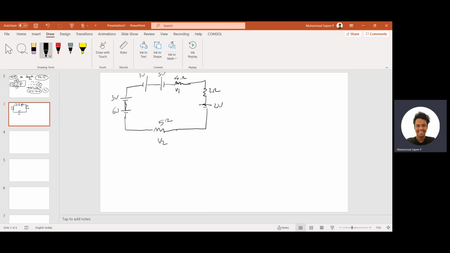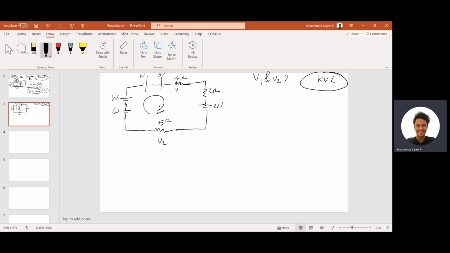Okay. So the question is, what is V1 and V2? I want to find what is V1 and V2. How will we find that? So the basic idea is, we will apply what? KVL. We want to find the voltage, right? So it comes under KVL. So this is a loop. I will just write the Kirchhoff voltage law equation.